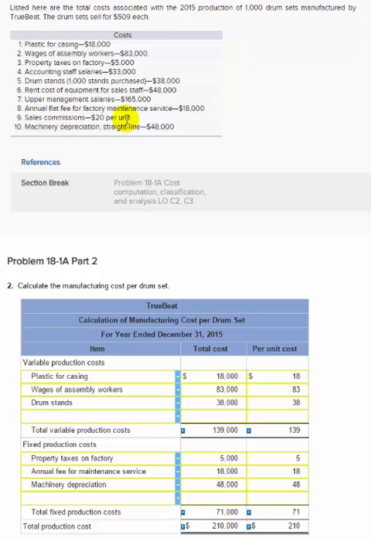So that's an important thing to understand, because what we're really calculating here is the manufacturing cost, that is, things inside the factory of these drum sets. And so that's something to be aware of.